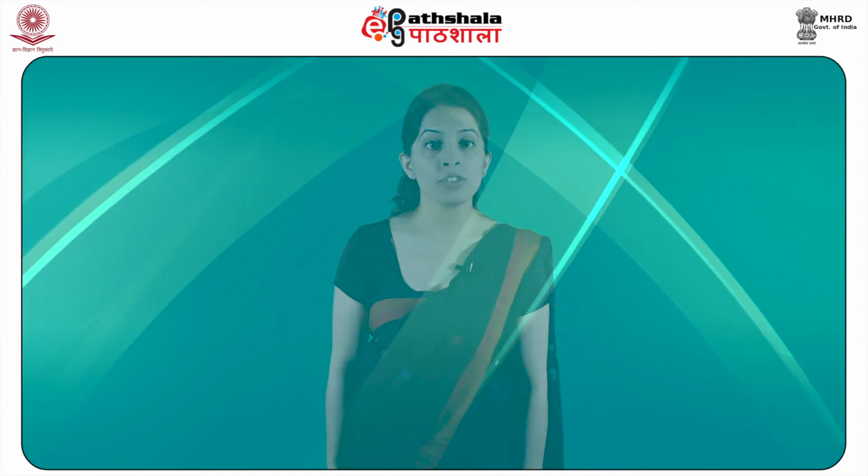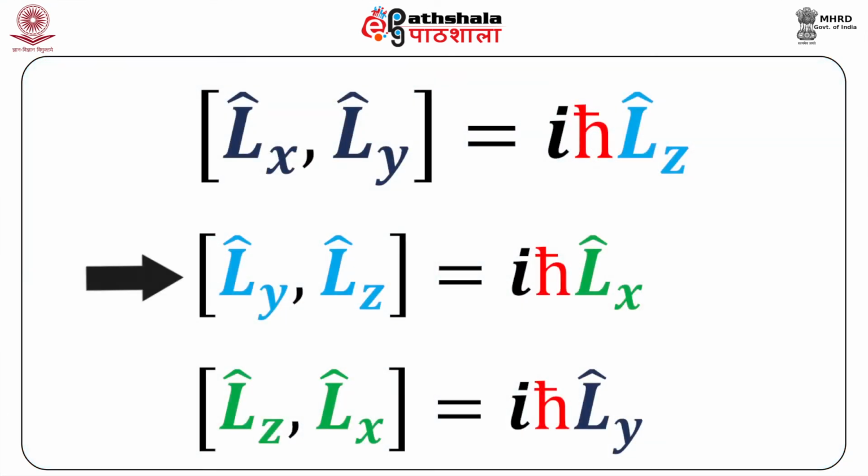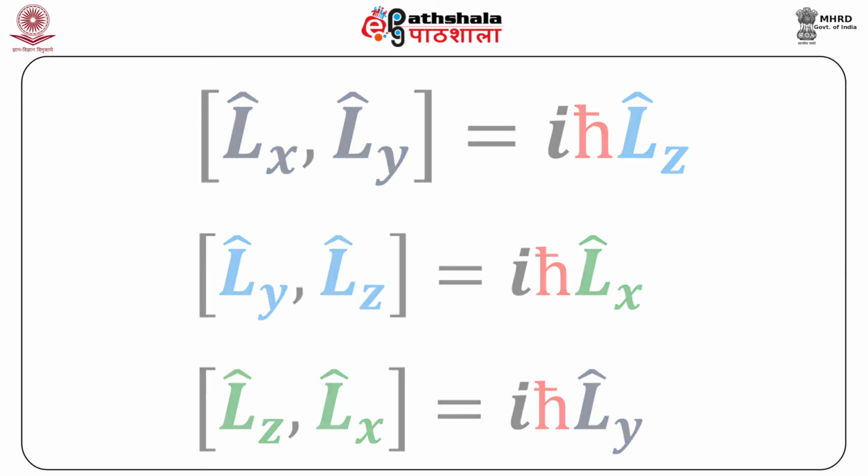These cyclic permutations yield the fundamental commutation relations satisfied by the components of the angular momentum operator. That means on further solving [Ly, Lz], we get iħLx, and the commutation of [Lz, Lx] is equivalent to iħLy. It is important to note here that these three commutation relations are the foundation of the theory of angular momentum in quantum mechanics. Any three operators which satisfy the above commutation relations represent the components of an angular momentum operator.